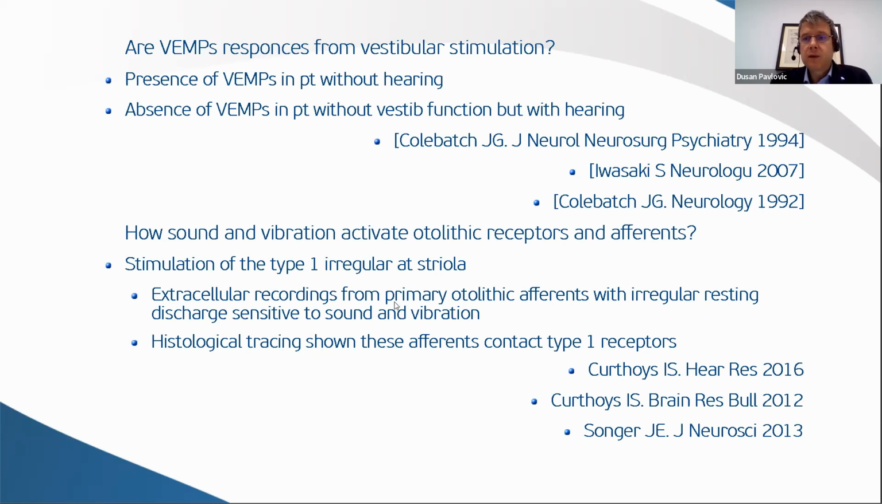Also, how do we know, as other proof, that we actually test type 1 irregular neurons at the striola? We got it from extracellular recordings and also histological tracing.